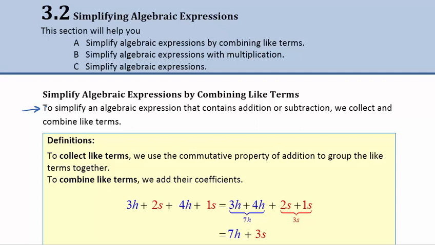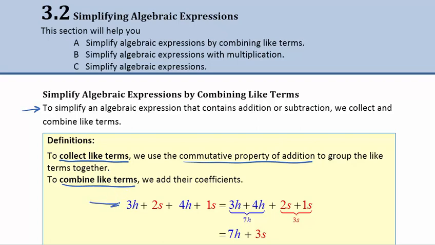Let's take a look at some definitions here so you understand what collect and combine like terms means. To collect like terms, we use the commutative property of addition. The commutative property of addition just says the order in which we add won't change the outcome. So we can move stuff around when it's an addition problem. We use this property to group the like terms together. So we get the things that are alike, and we group them together. Once we get them together, then we can talk about combining like terms. And to combine like terms, all we do is add their coefficients.